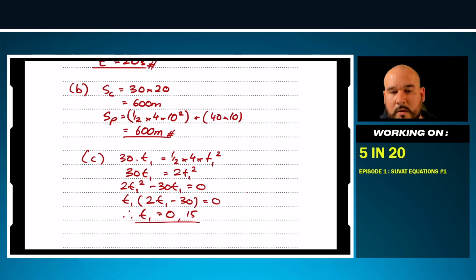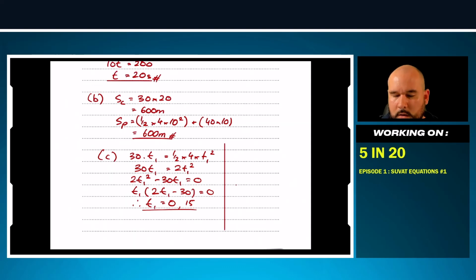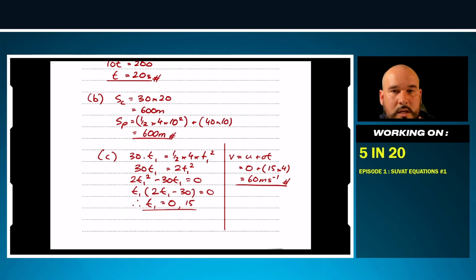Okay, so they're going to have equal displacements at t is equal to 0, which makes sense because that's when the car goes past the policeman, and equal displacement also after 15 seconds, because essentially that's when the police car will catch up to the naughty people in that really fast supercar. All right, so then we say v is equal to u plus at. It's accelerating at 4 for 15 seconds. Therefore, the final speed is going to be 60 meters per second. It says speed, not velocity, so you don't need to give it a direction. All right, cool. There we go.